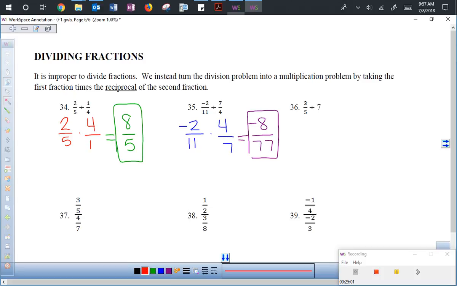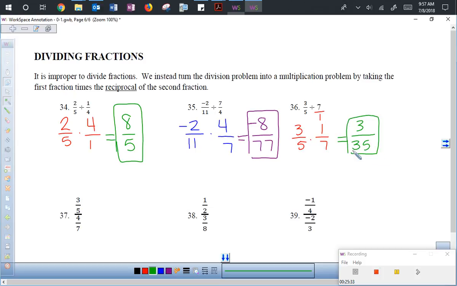On number 36, again, we need to change this into a fraction, so I have 3/5 divided by 7 over 1. And then we're going to rewrite this. So I want you to pause the video and rewrite this on your own, please. Hopefully, you got 3 over 5 times 1 over 7. Now we can take numerator times numerator. 3 times 1 is 3. Over denominator times denominator, 5 times 7 is 35.